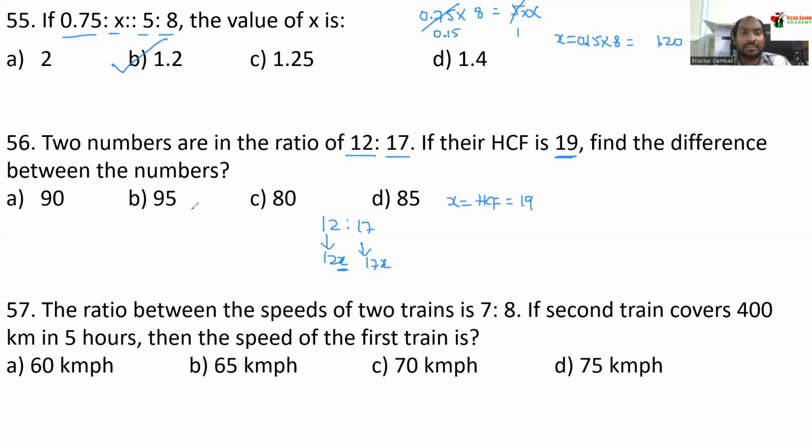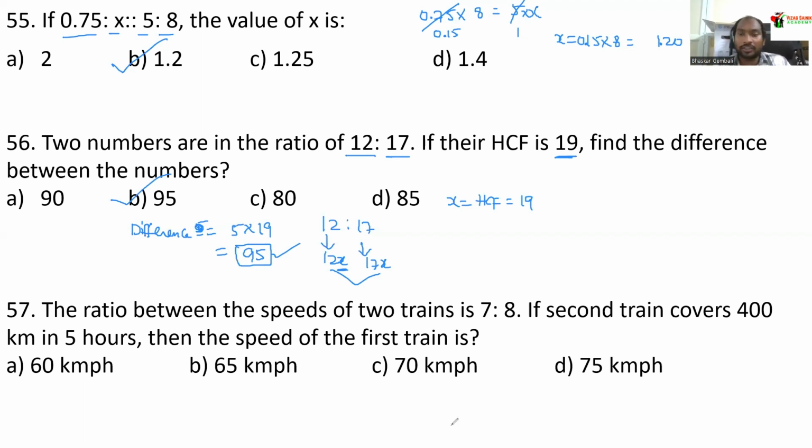But what is being asked? The difference. How many parts is the difference? 5 parts. So 5 into 19, 5 into 90 is how much? 450. Hmm, the answer is 450. Option B.